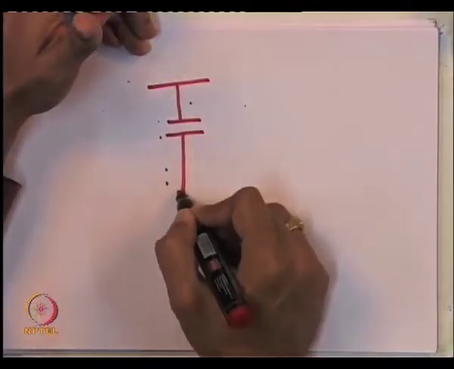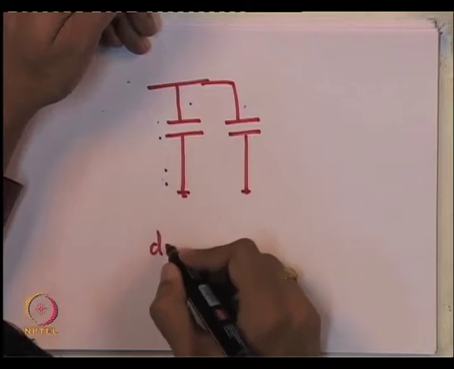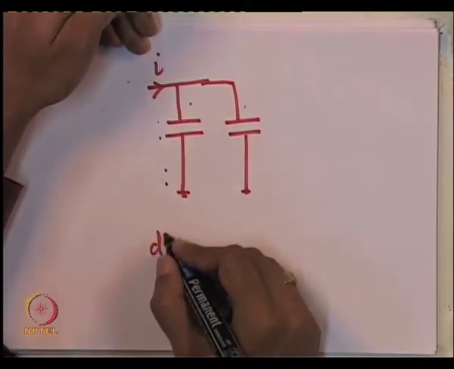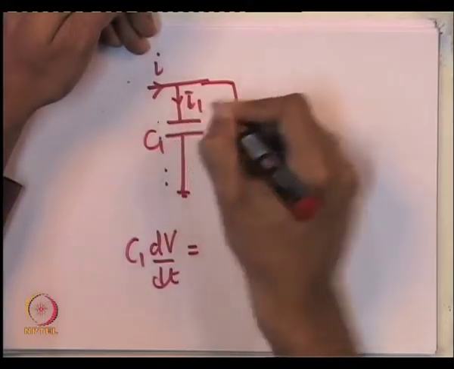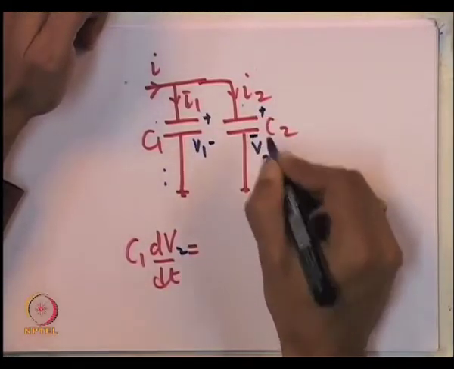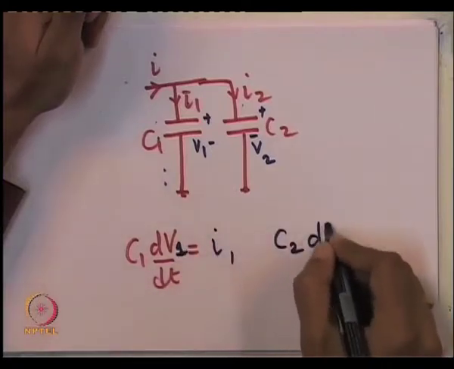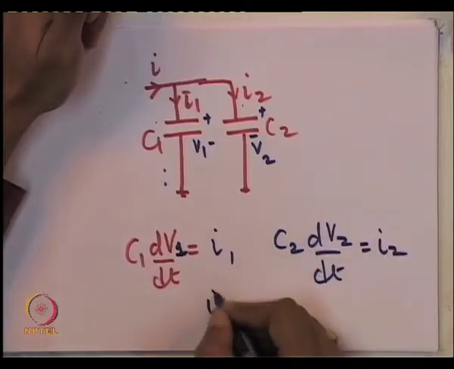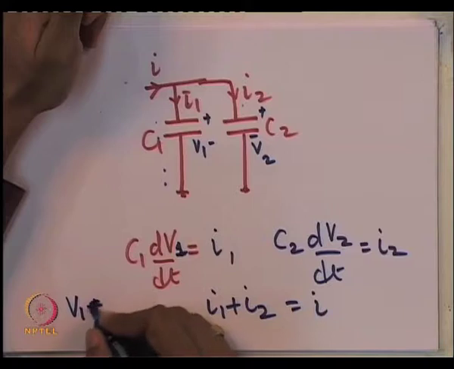Now, a situation like this could arise. This is of course a slight diversion from our main theme of power system dynamics, but it would be nice to just chew on this. Suppose I have two capacitors in parallel, and the current here is I. We will call the voltages V1 and V2. So, C1 dV1/dt is equal to I1 and C2 dV2/dt is equal to I2, and I1 plus I2 is equal to I, and V1 should be equal to V2.